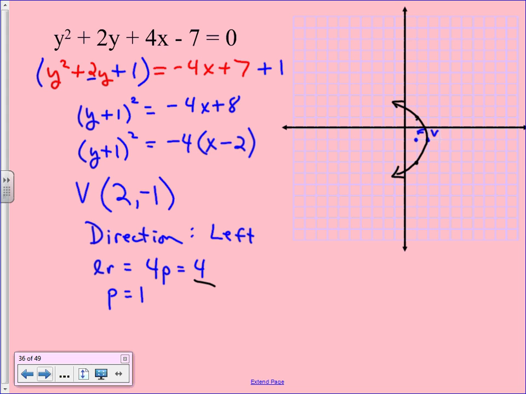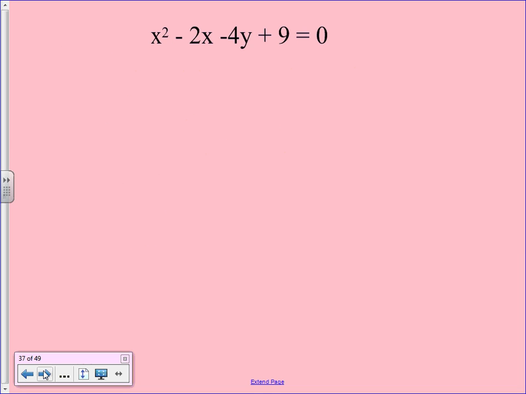Okay? Getting the hang of this? All right, let's do one more. Give you a few minutes to start this one. Start setting it up and working it yourself. X squared minus 2x minus 4y plus 9 equals 0. Be careful with the terms. Which side did they go on? And then complete the square.